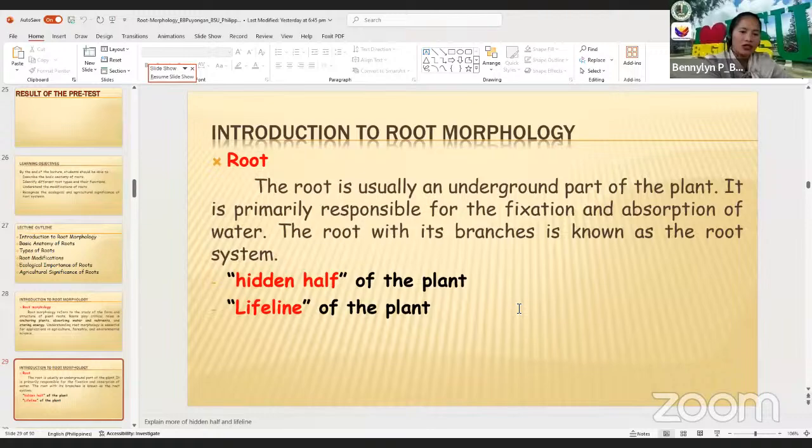Another term is the lifeline of the plant. Why is it termed as the lifeline of the plant? Because it's the one absorbing the nutrients and the water within the soil, and giving it to the parts of the plant for reproduction, growth, and development.